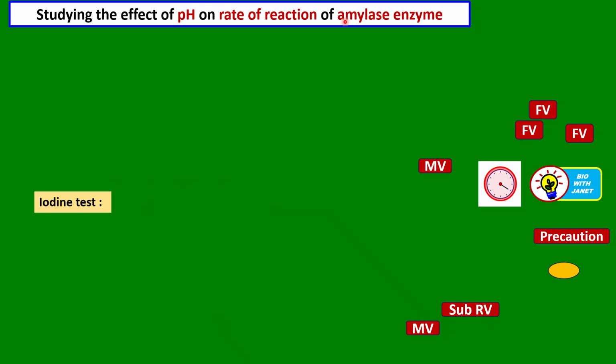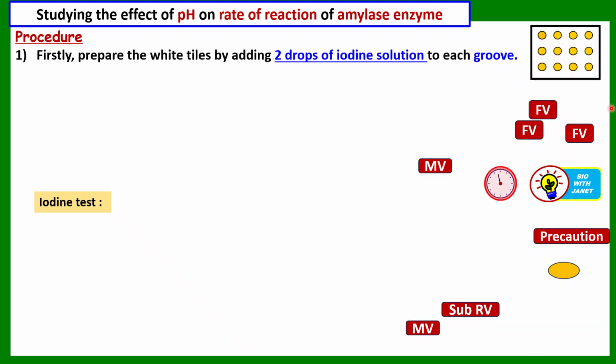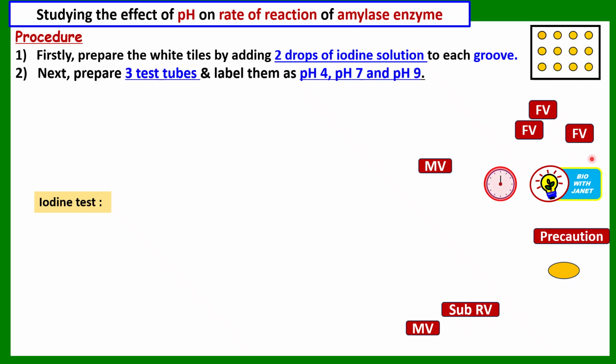So let's look at the procedure for this experiment, studying the effect of pH on the rate of reaction of amylase enzyme. Number 1, firstly prepare the white tiles by adding 2 drops of iodine solution to each groove. The iodine solution is brownish yellow at the beginning. Next, prepare 3 test tubes and label them as pH 4, pH 7, and pH 9.